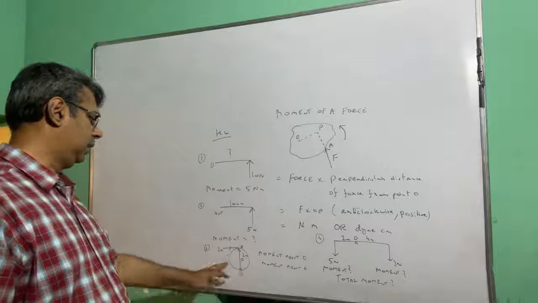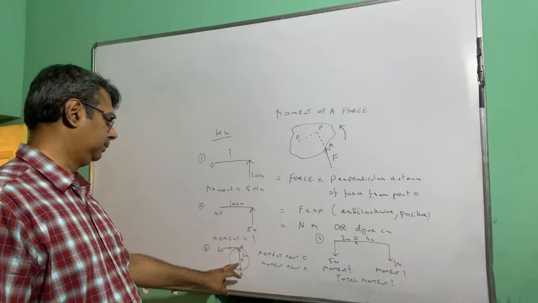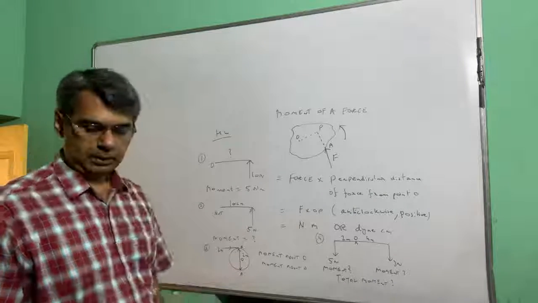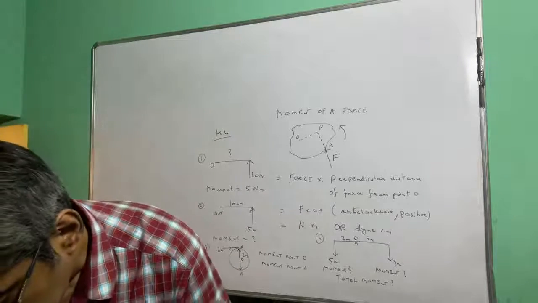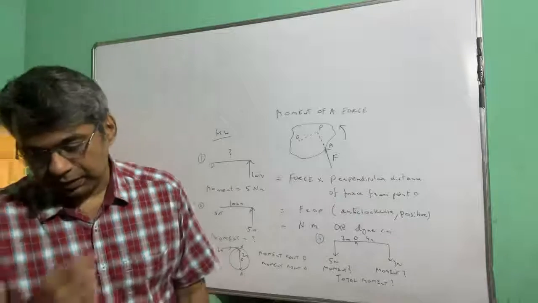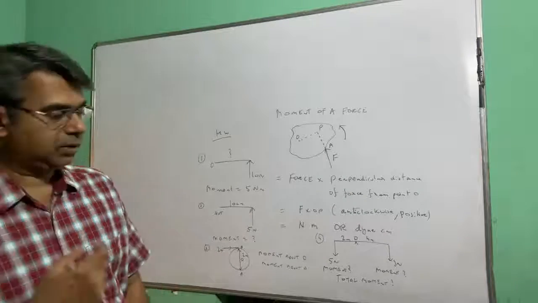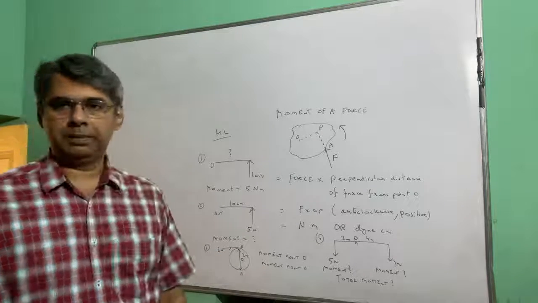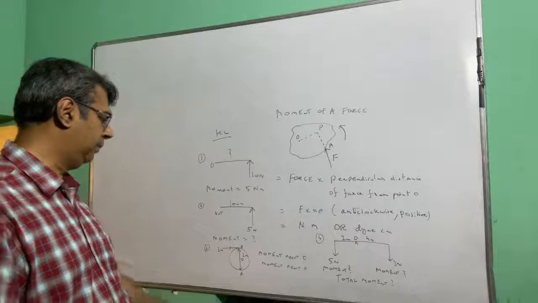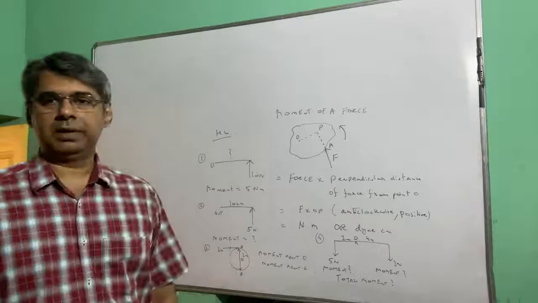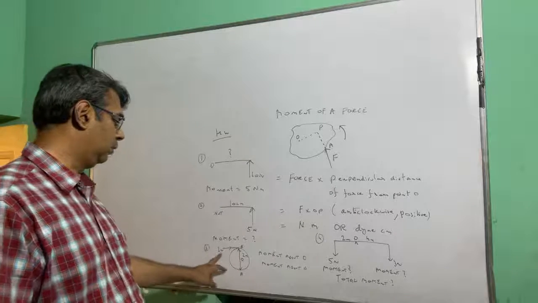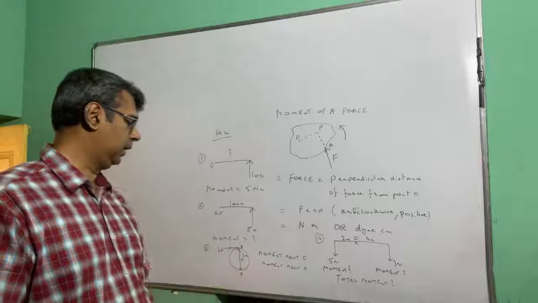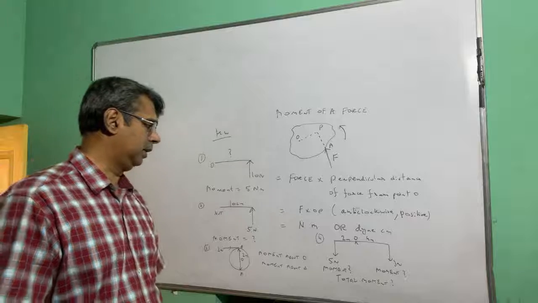Question number 3. There is a circular shaped body. It's actually a wheel, and 2 Newton is acting at the point B, which is on the circumference of the wheel, and the diameter of the wheel is 2 meter. You have to find the moment of this 2 Newton about O, and you have to find the moment of 2 Newton about A. So that is question number 3.